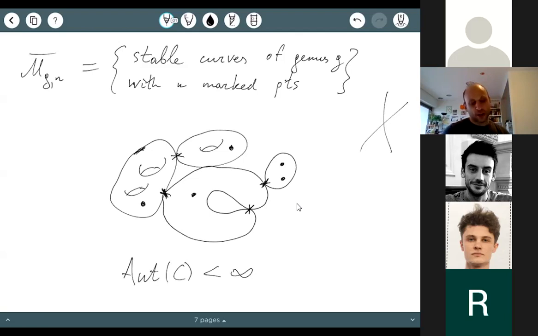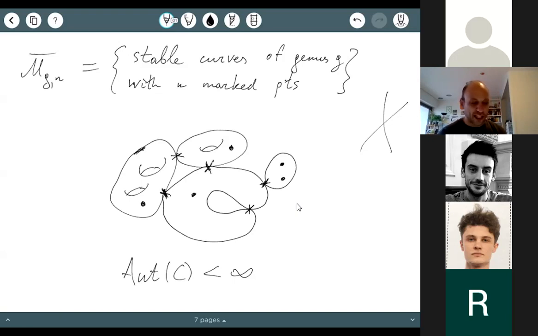And also there is the condition that the number of automorphisms of the curve is finite. So if you have a component of genus zero, it must have at least three special points. Like here, there are two marked points and one node. And if we have a genus one component, there must be at least one special point. So now there are five nodes, actually. I missed one. This curve has five nodes.